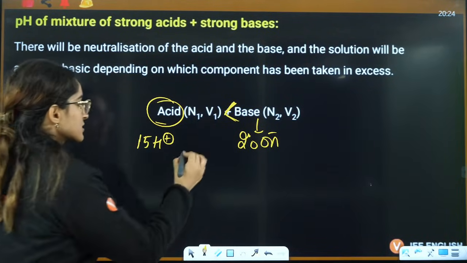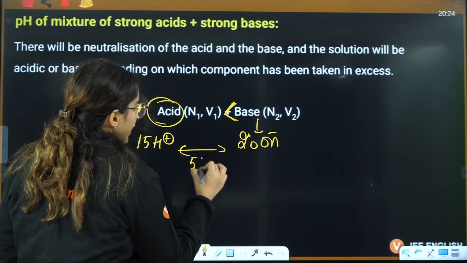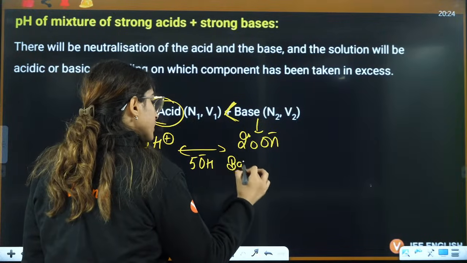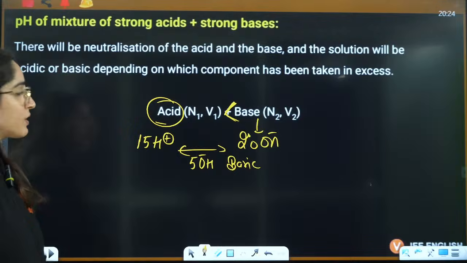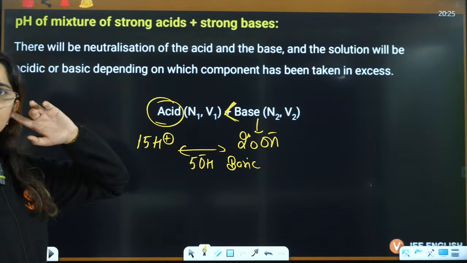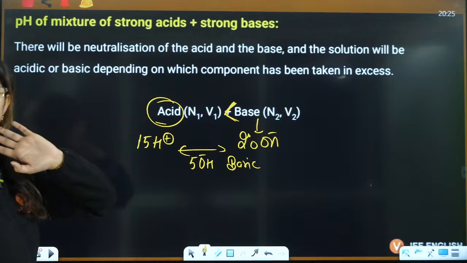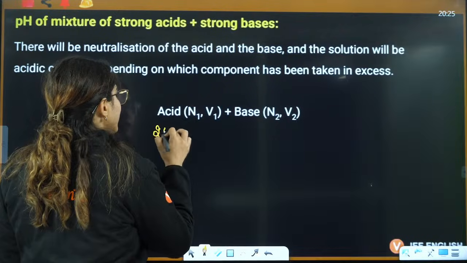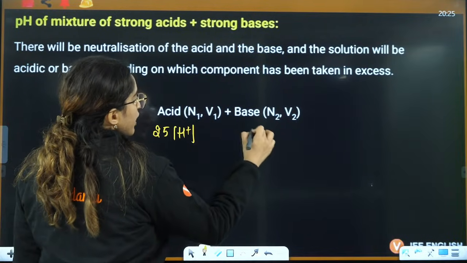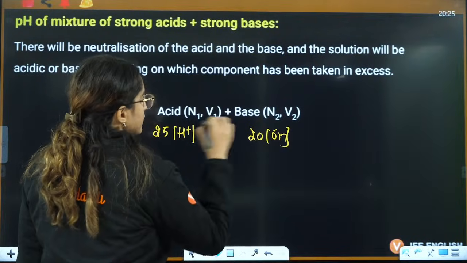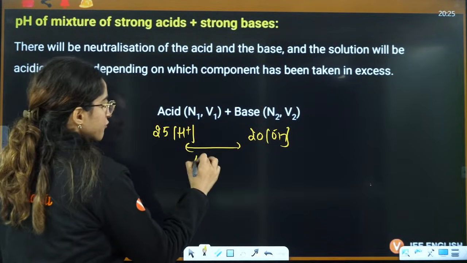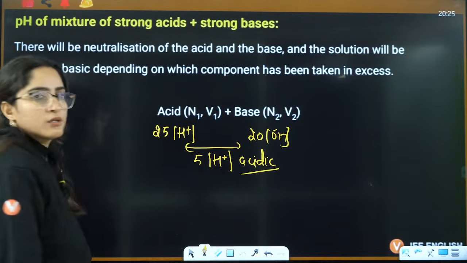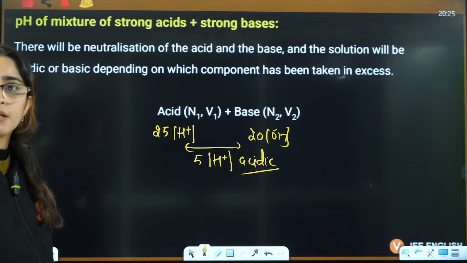Now out of this, in neutral, you will be left with only 5 OH negative. Rest of them, that means it is going to be a basic solution. Because 15 H positive and 15 OH negative will be neutralized and will be left with only OH negative. If I say the opposite, if you have 25 H positive and 20 OH negative, 20 will be neutralized, 5 H positive will be there. This is going to be an acidic solution. You will calculate pH of this solution, right?